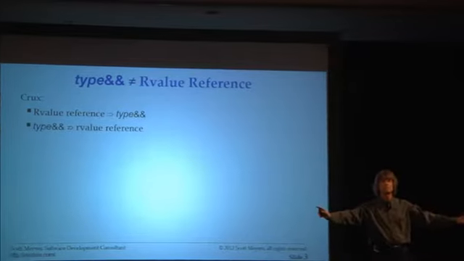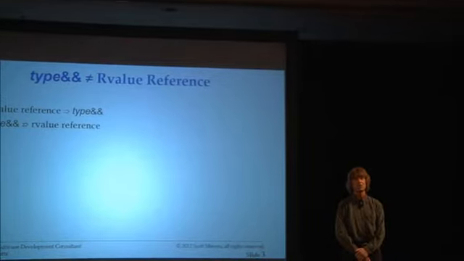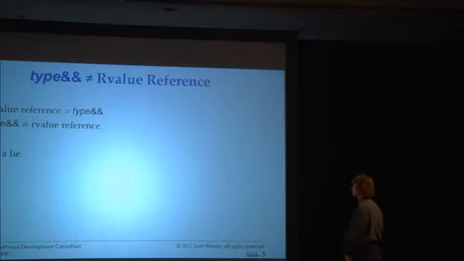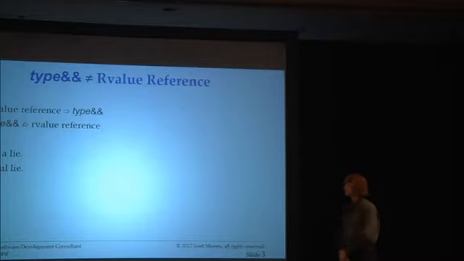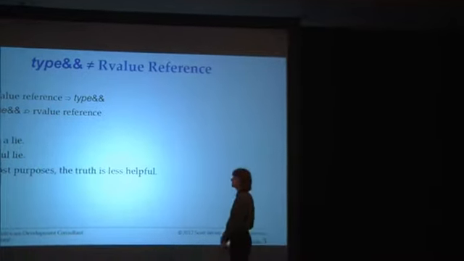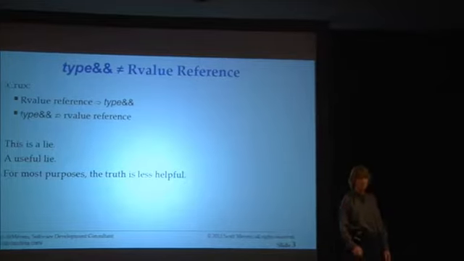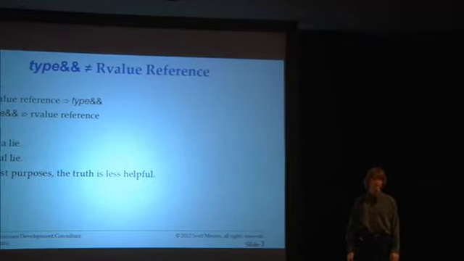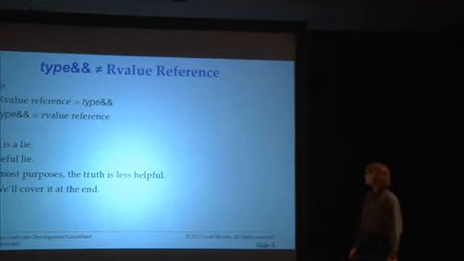As I look out upon you, it occurs to me that you may not have the necessary level of maturity to handle the truth. So, this is a lie. It's a really, really useful lie. For most purposes, knowing the truth is less helpful than believing the lie. So this is basically 90 minutes about a lie. Call it 85 because we'll cover the truth at the end and you can make your own decision as to whether it is useful or not.